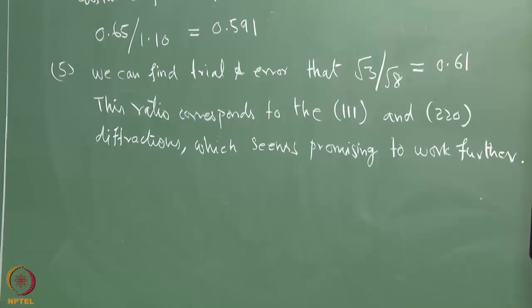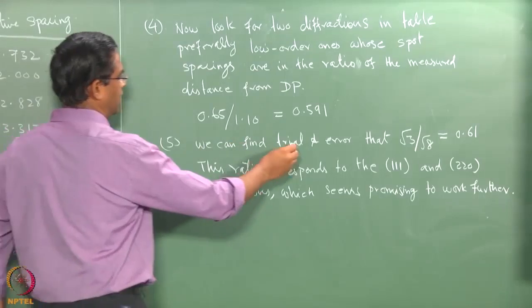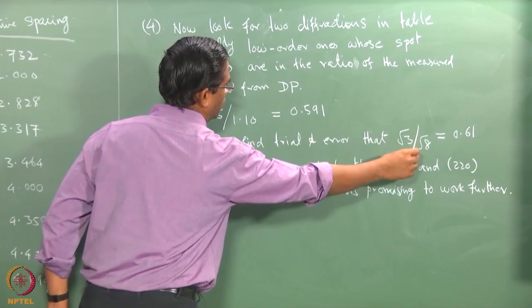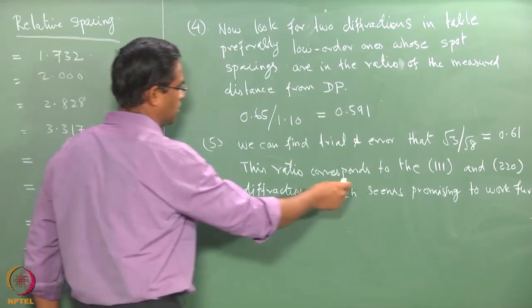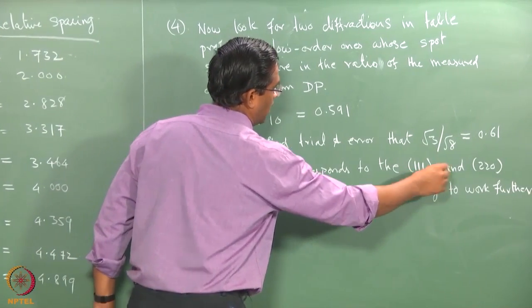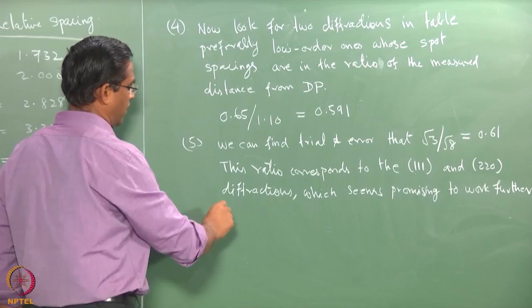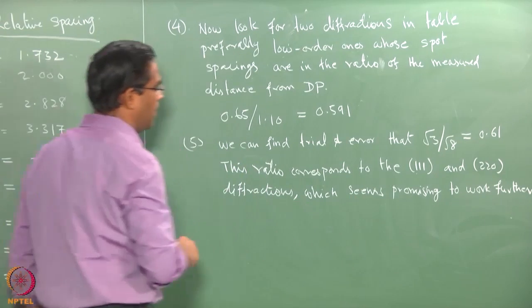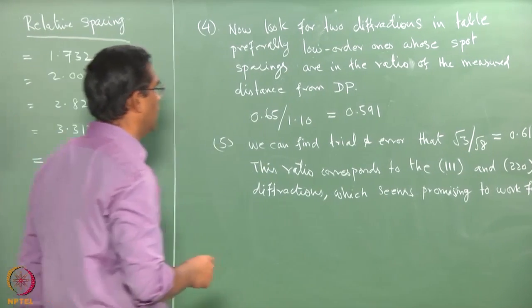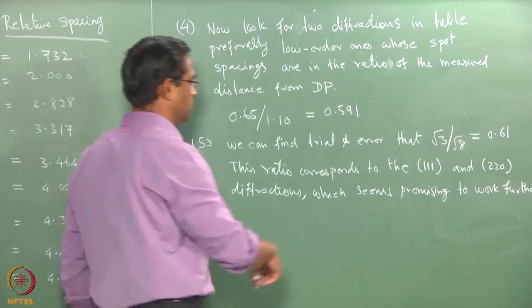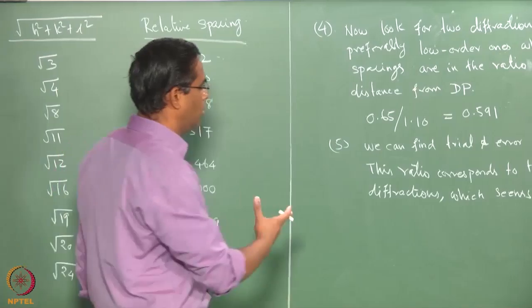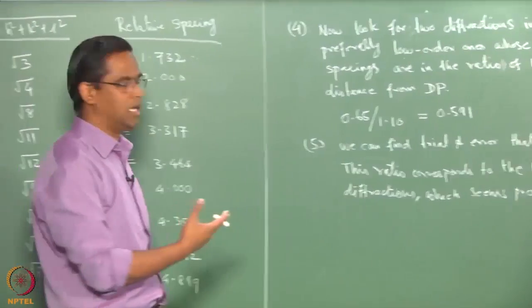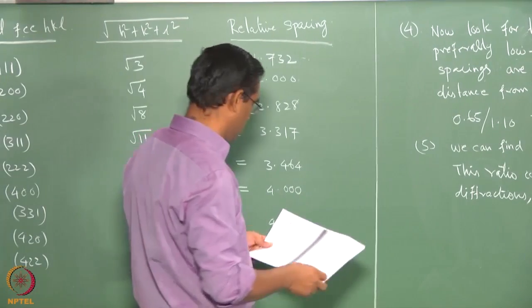So, the next is, we can find by trial and error that the square root of 3 by square root of 8 is 0.61, and this ratio corresponds to the 111 and 220 diffractions, which seems promising to work further on, before we finally zero in on these indices. This at least looks promising. So, what is the next step?